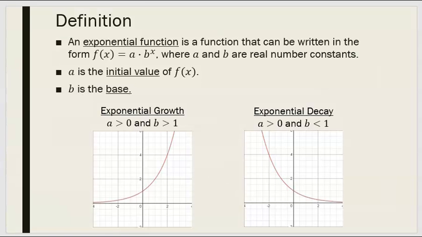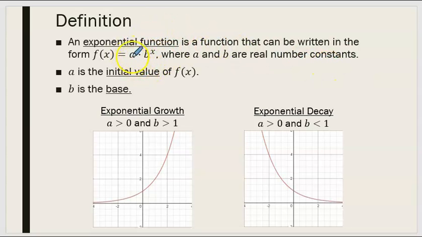So here is our formal definition of what an exponential function is. It should be in the form a times b to the x power, where a and b are both real number constants. So that means we shouldn't have any imaginary numbers. And it means the a and the b values shouldn't be variables. You should have set numbers for them like 2 and 7.